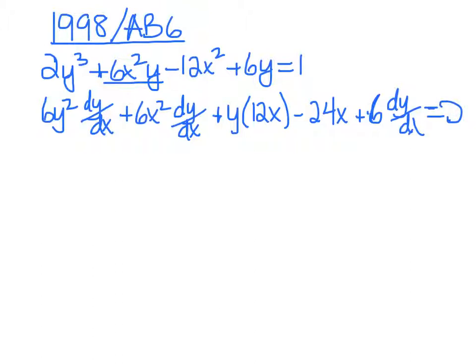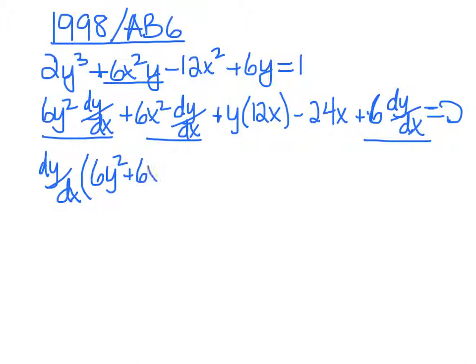Okay, now as we've done in all the other ones, we are going to take everything with a dy/dx and keep it on, let's say, the left side this time, and factor out a dy/dx. So in that being the case, we are going to factor out that dy/dx, and we'll get 6y squared plus 6x squared plus 6.